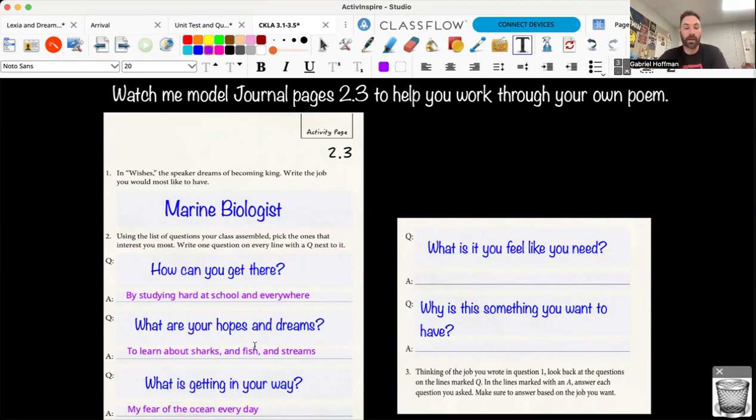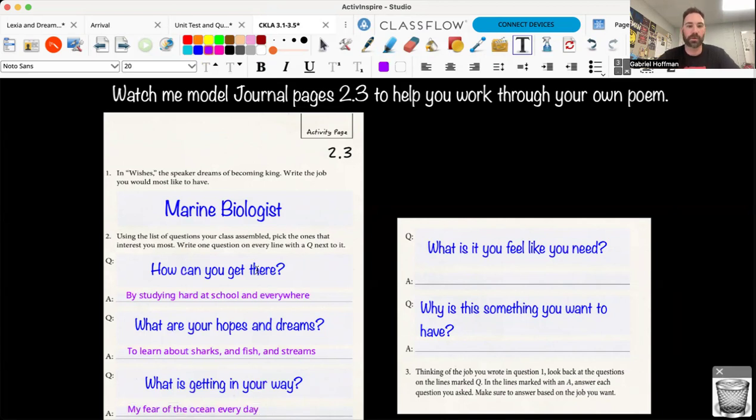How can you get there? By studying hard at school and everywhere. What are your hopes and dreams? To learn about sharks and fish in streams. What is getting in your way? My fear of the ocean every day. I have two more, but for the sake of your time, I'm going to stop there. I'm going to let you work on again. If you want to use my questions, feel free to use my questions. If you don't want to use my questions and you would prefer to write your own questions, you can do that as well.